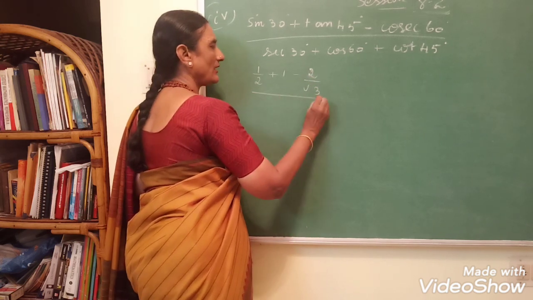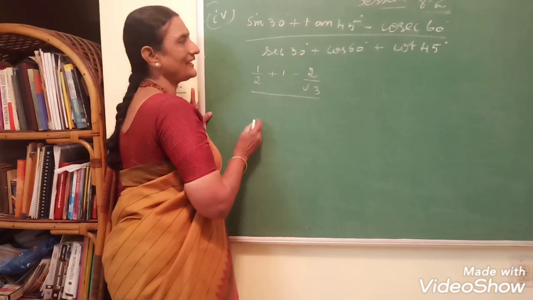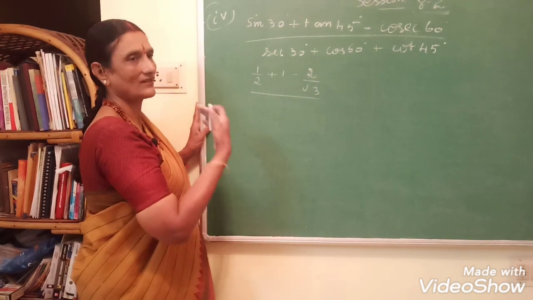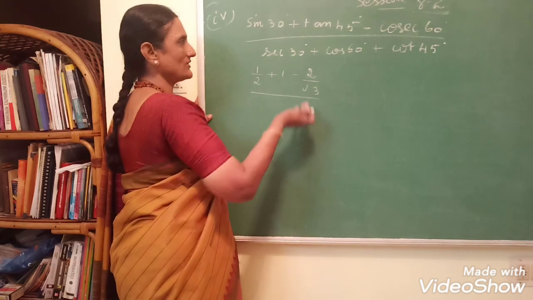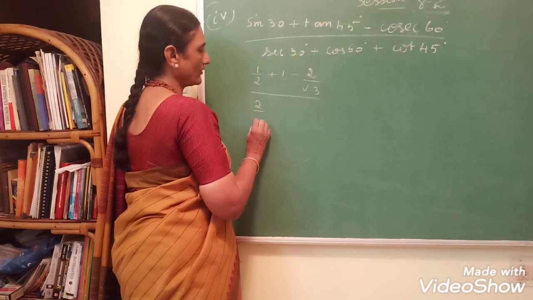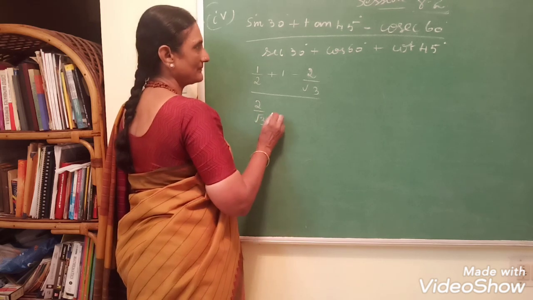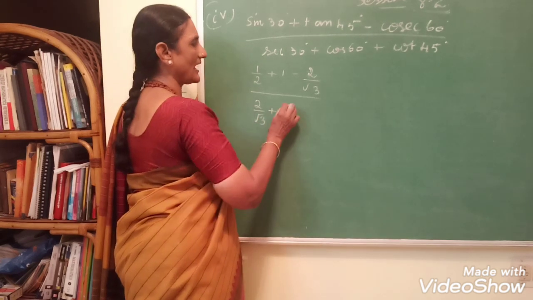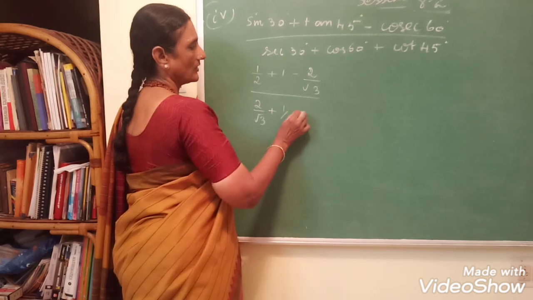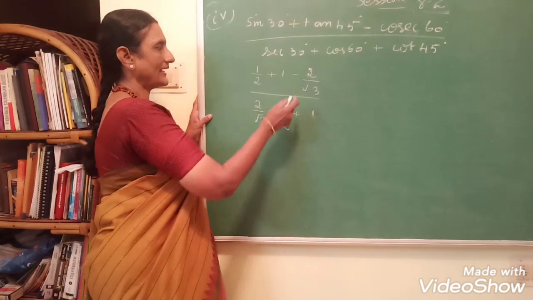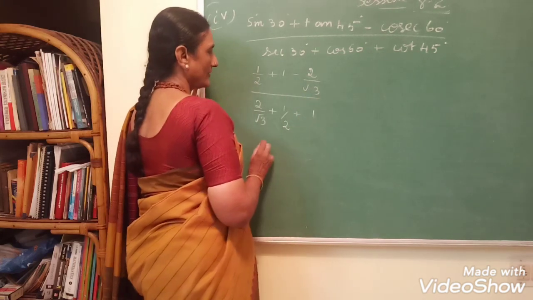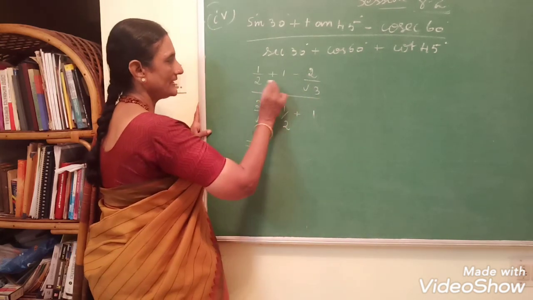Now what about the denominator? Secant 30 is 1 by cos 30. So cos 30 is root 3 by 2. So secant is 2 by root 3. And then plus cos 60 is what? Half. Cot 45 is 1. So what can be done? We can simplify. So if you simplify, this becomes what?